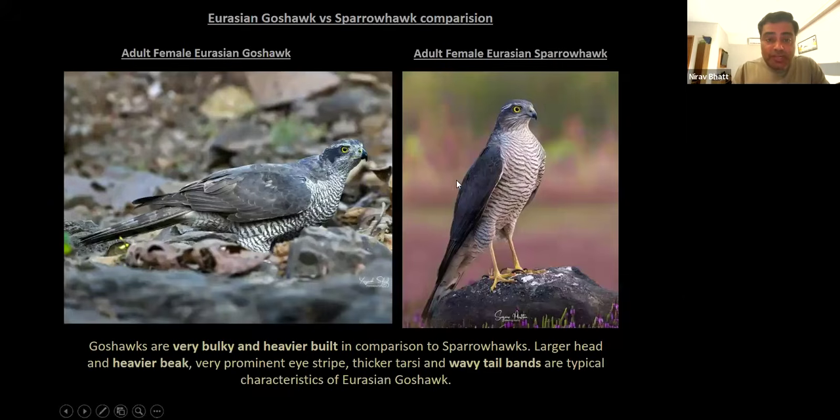We'll see some more comparison here. Eurasian goshawk is once again a very bulky, heavily built bird with a very large beak. Okay, when compared to Eurasian sparrowhawk, it is very slim. Both of these are females. But this is a very huge bird. Okay, important pointers here are, this is a very fine tarsi.